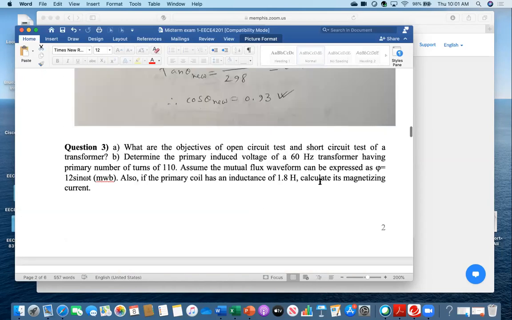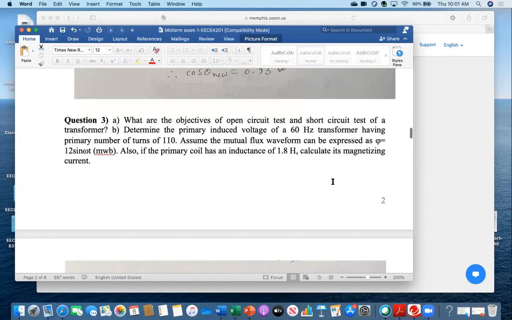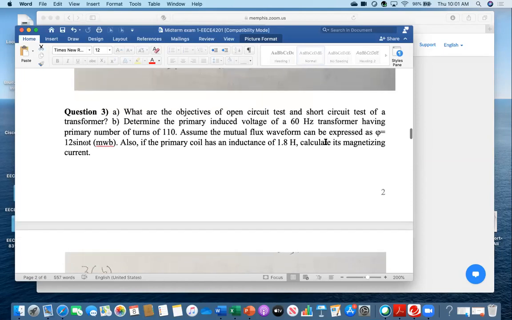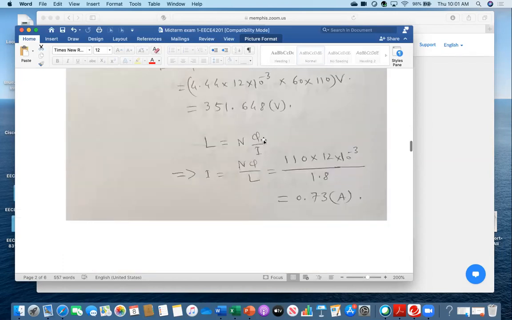In the statement, it's clearly said, assume the mutual flux waveform. And in the class when I derived this theory, I said phi equal to phi m sine of omega t. Although I'm writing just phi, this is phi m. And then the L value was given as 1.8. Perfect. That makes sense. Thank you. Okay.